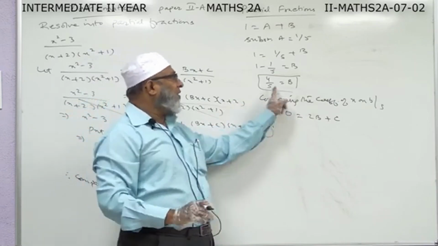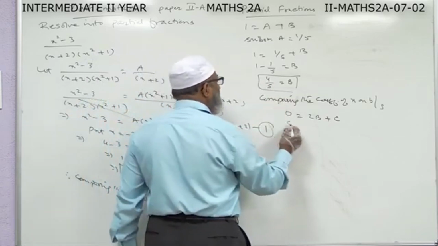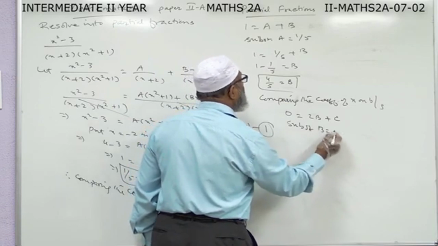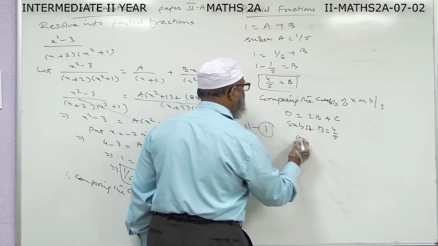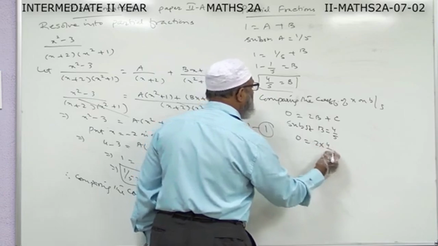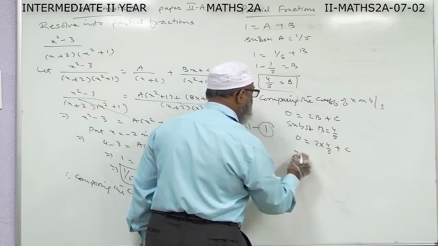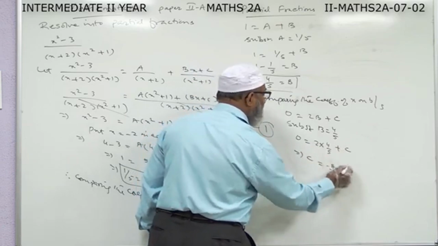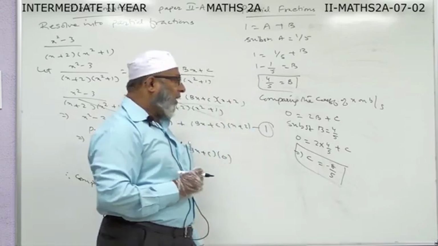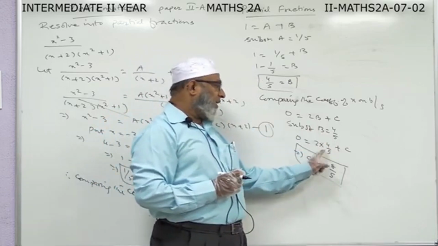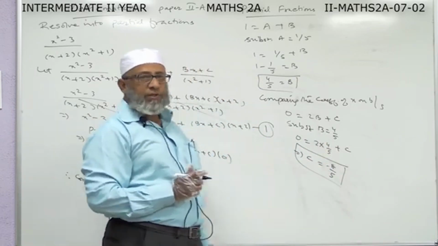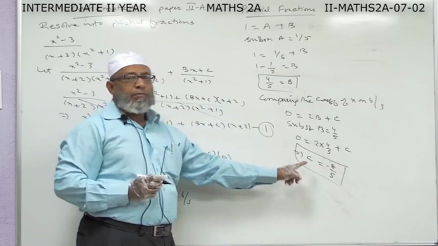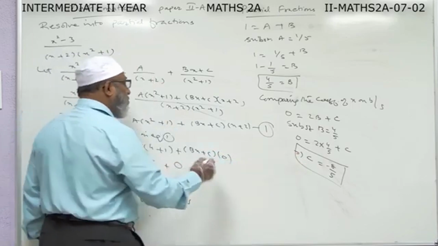So, I am having the value of b is equal to 4 by 5. Substituting b is equal to 4 by 5, this is nothing but 0 is equal to 2 into 4 by 5 plus c. This implies that c is equal to minus 2 into 4, 8, minus 8 by 5. So I got the value of c is equal to minus 8 by 5. Therefore, after getting the values of a, b and c, I have to write the conclusion.